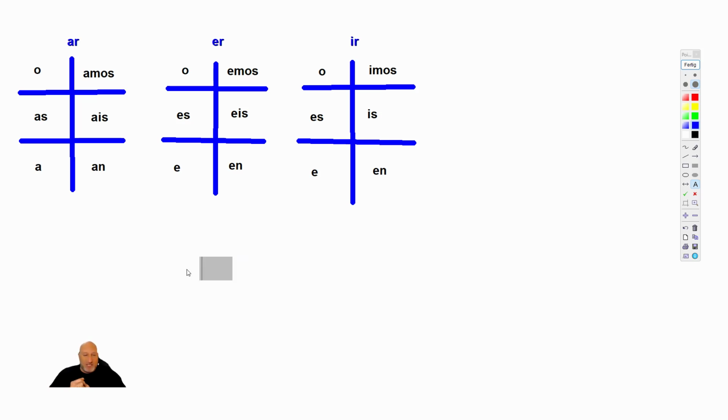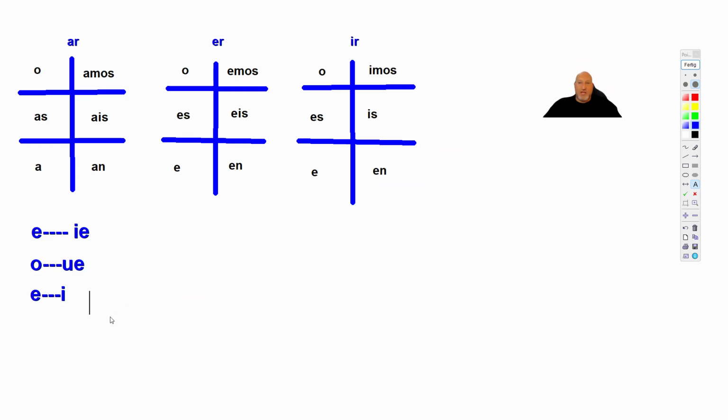Okay, what kind of changes will we have? We will have sometimes an E that becomes an IE. Some of the times an O will become a UE, or maybe an E will become an I, and only in one case, U will become a UE.